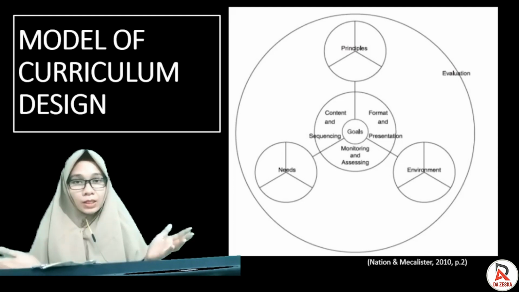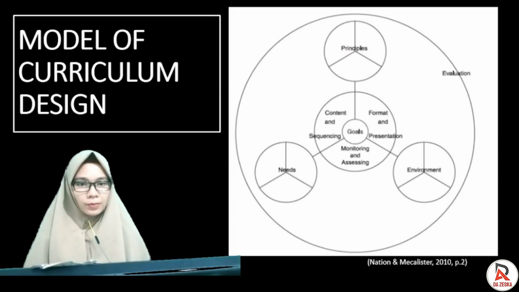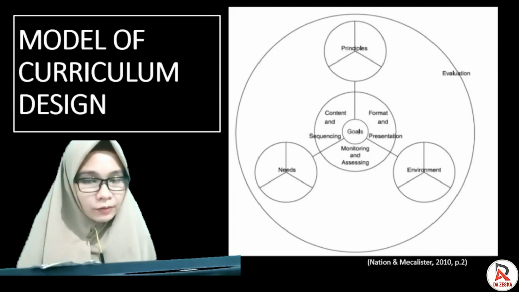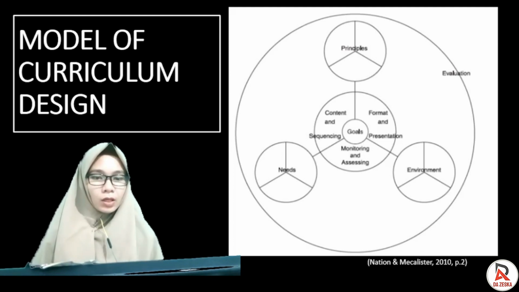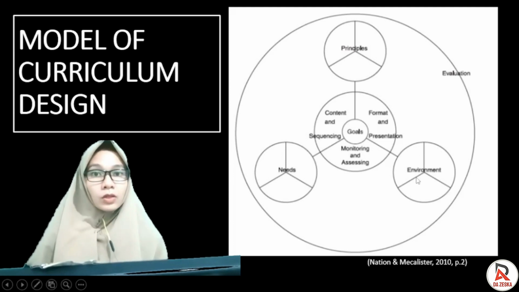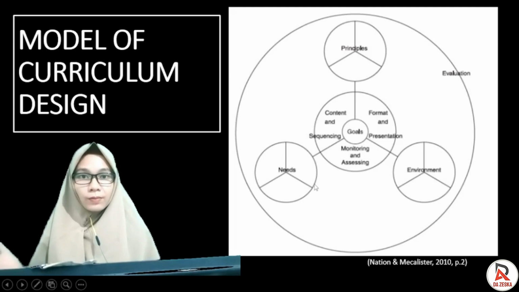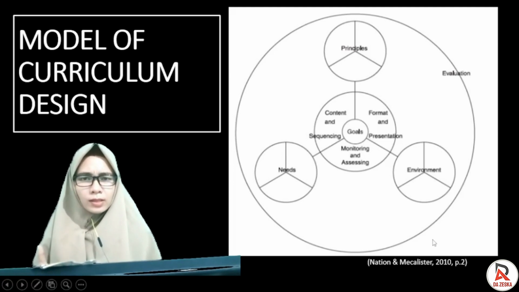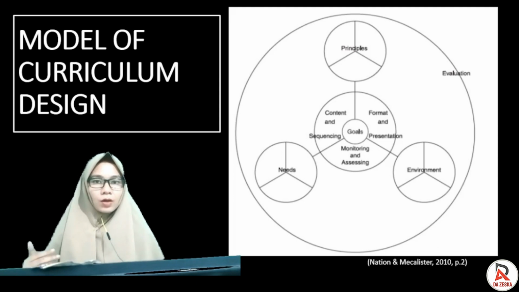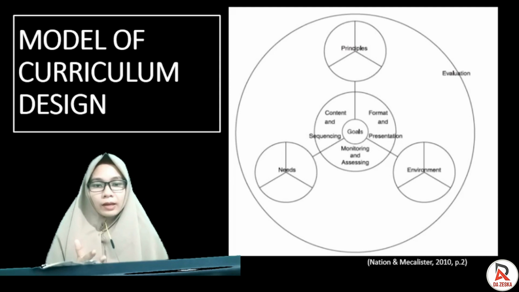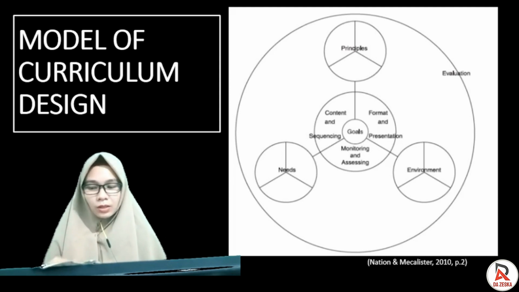And I haven't explained what principles are, and what the definitions of environments and the other circles over here are. You can see here the environments and what the needs here mean. Okay, and what about content and sequences? What is content over here? What does content refer to? And about monitoring, assessing, as well as format and presentation.